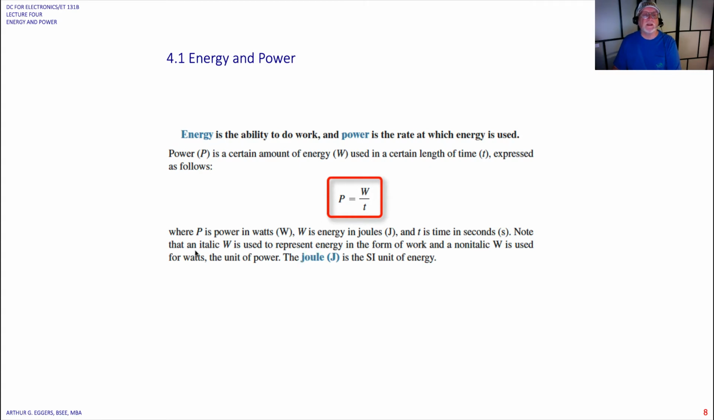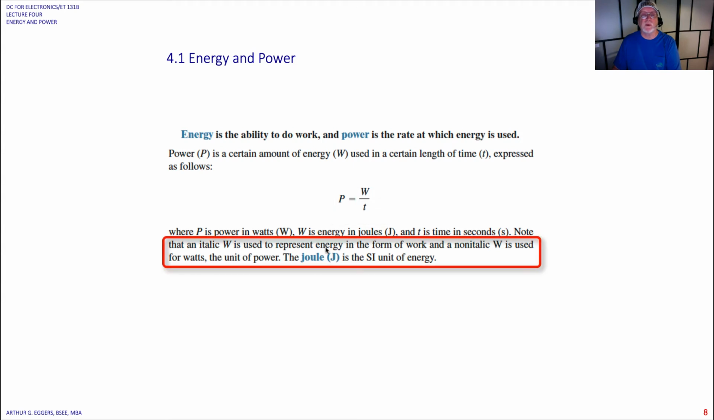Note that an italic W is used to represent energy in the form of work. A non-italic W is used for watts. So we're starting to look at overlaps in our symbology, so we have to be careful and understand every time we use our units, and we should be using units on every function that we put down. Unless it is a unitless number, we should be including our units. So italic W for work, non-italic for watts. Okay, so that's power, that's energy.